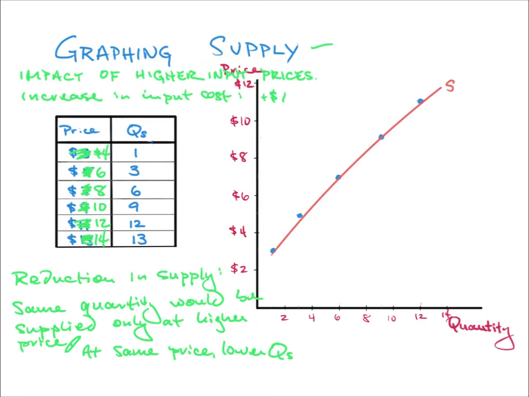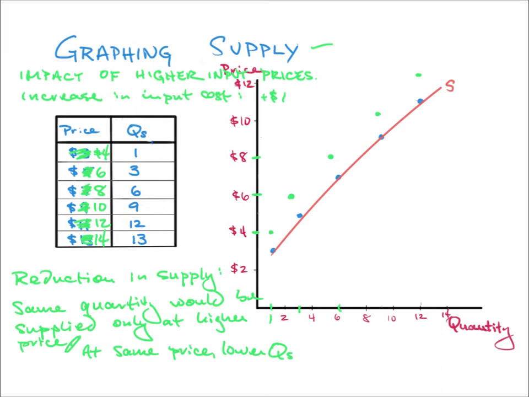I've changed this table showing the supply. Now I want to graph that. So let's see. At a price of $4, one hamburger would be sold. At a price of $6, three hamburgers would be sold. So I'm plotting these points. At a price of $8, six hamburgers would be sold. Price of $10, nine hamburgers would be sold. Price of $14, 13 hamburgers would be sold.